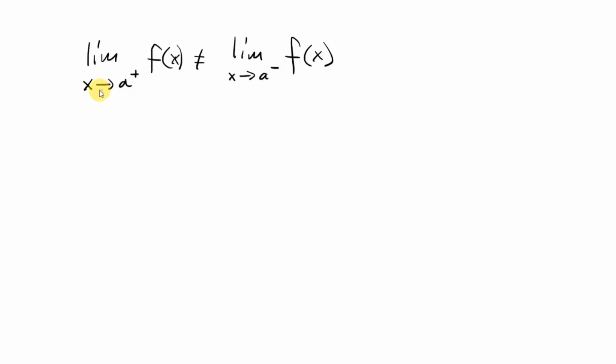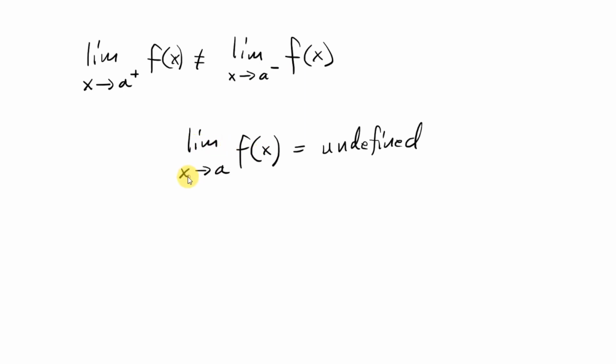More generally, if the limit of the function when x goes to a from the right is not equal to the limit of the function when x goes to a from the left, then we say that the limit of the function when x goes to a is undefined, since these two limits are different. However, we can still talk about the left and right limit like this, but they are not equal.